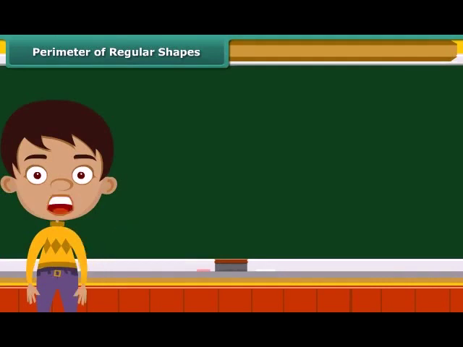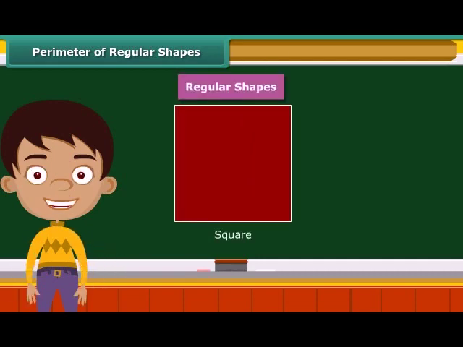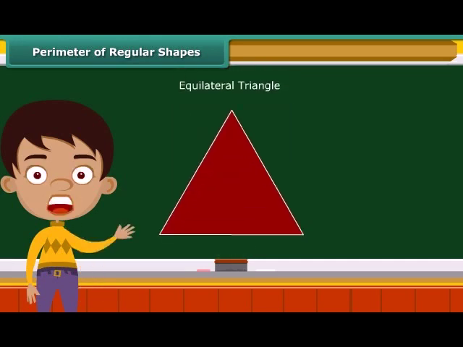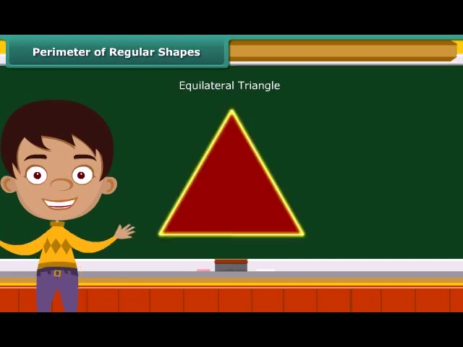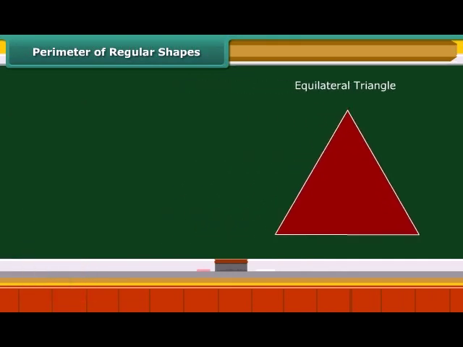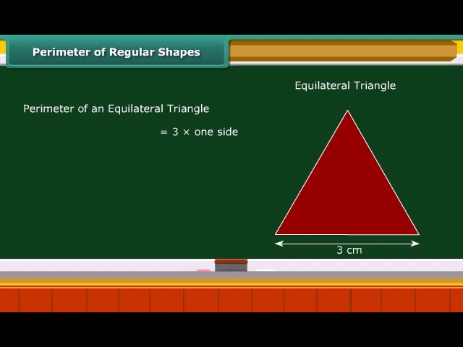Shapes that have all sides of equal length and all angles of equal measure are known as regular shapes. Square is a perfect example of regular shapes. Another regular shape is the equilateral triangle, whose 3 sides are equal. Perimeter of an equilateral triangle is 3 multiplied by its side. Suppose there is an equilateral triangle of side 3 centimeters, then the perimeter of the equilateral triangle is 3 multiplied by 3, which is 9 centimeters.